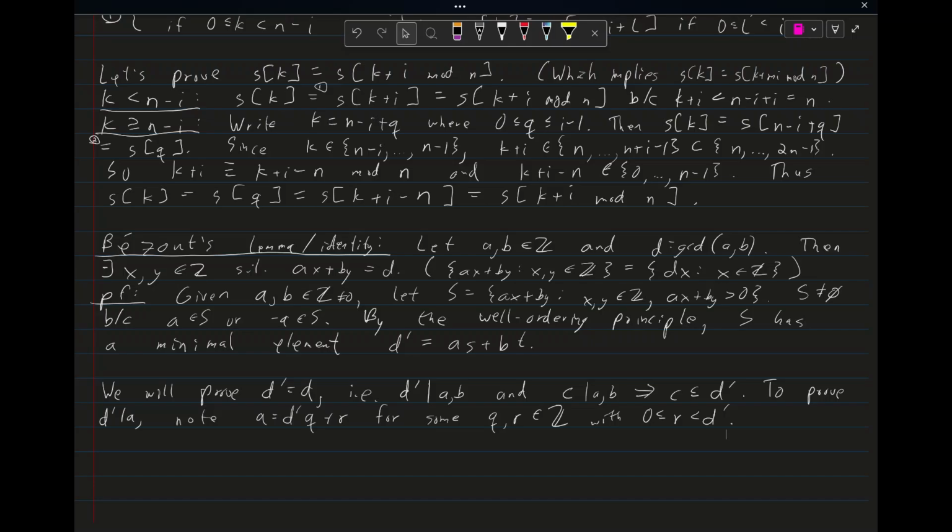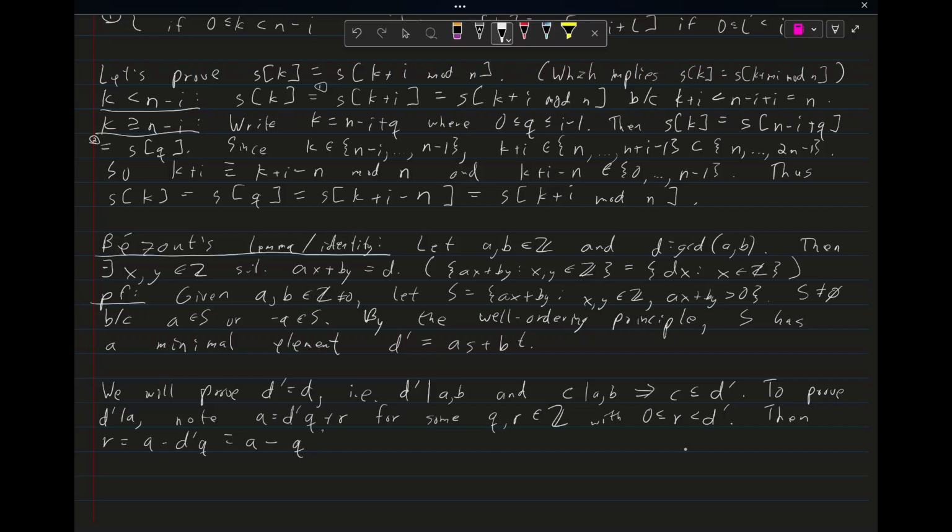This is just how division with remainders works for integers. Okay, so we know that we can write this. Then what do we have? We do some math. We have R equals A minus D prime Q. And this is A minus Q.